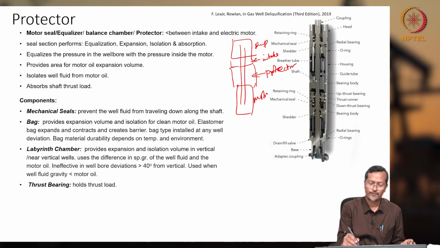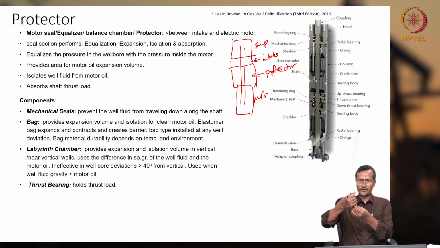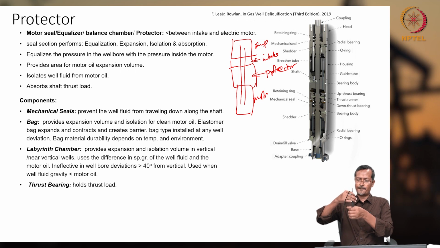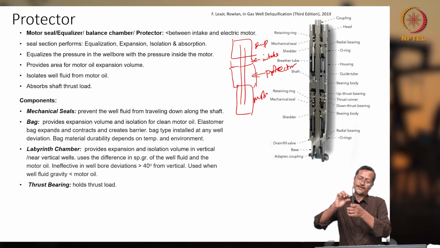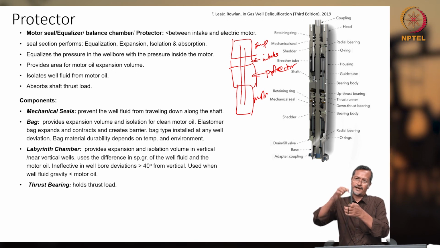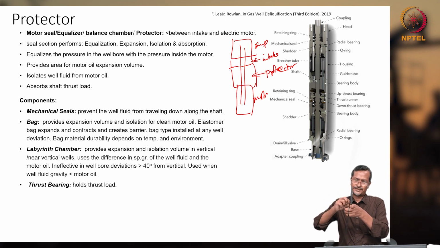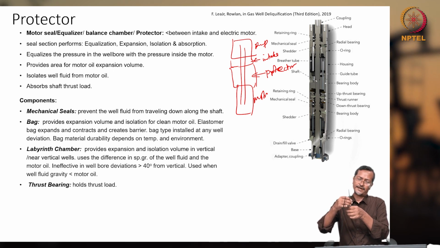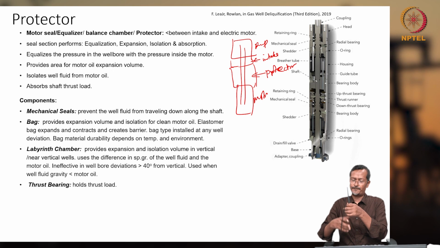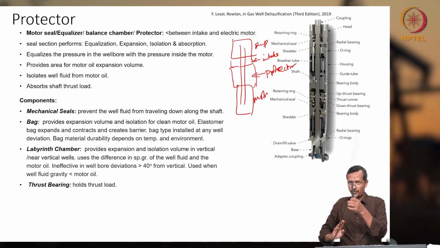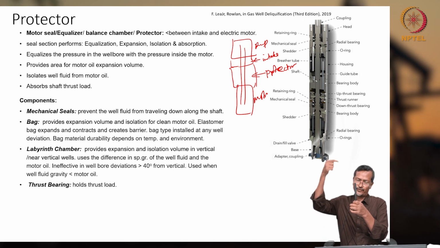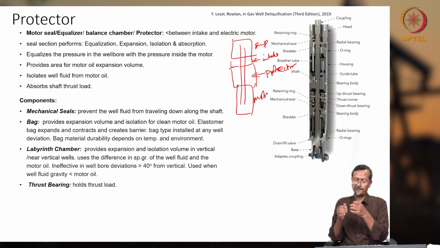What is the protector section? The shaft is rotating continuously, and the motor is at the bottom. This shaft enters the motor somewhere, so there will be some sealing arrangement and bearing arrangement. If sealing and bearing fail, then the whole motor will fail. Let us say the bearing is working but the sealing failed. What will happen? The internal motor fluid will go out, and liquid from outside can enter.